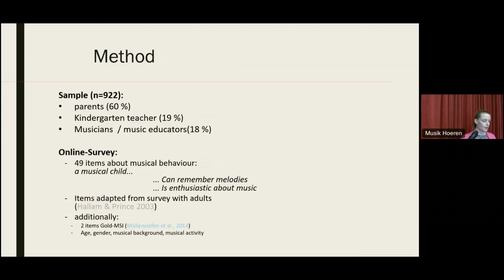They all had to work on an online survey and give answers to statements like: a musical child can remember melodies or is enthusiastic about music. So we had several statements and they had to work on them. These statements were adapted from a survey that was already used for adults. And in addition, we had items from the Gold-MSI and collected some demographic information about the children.